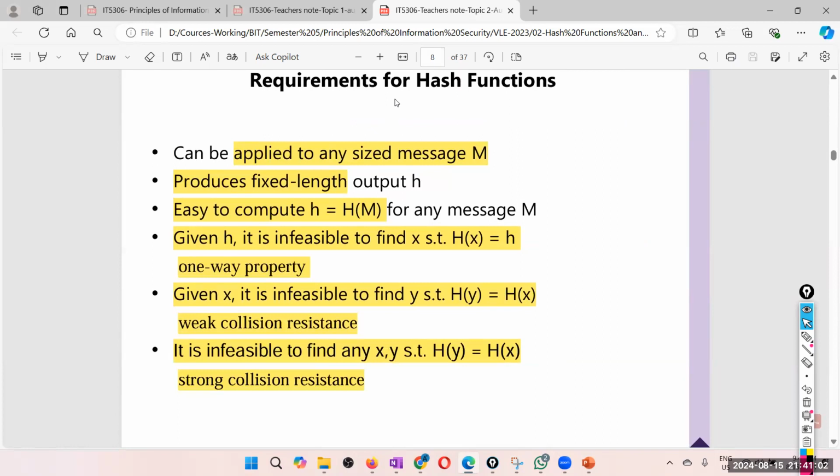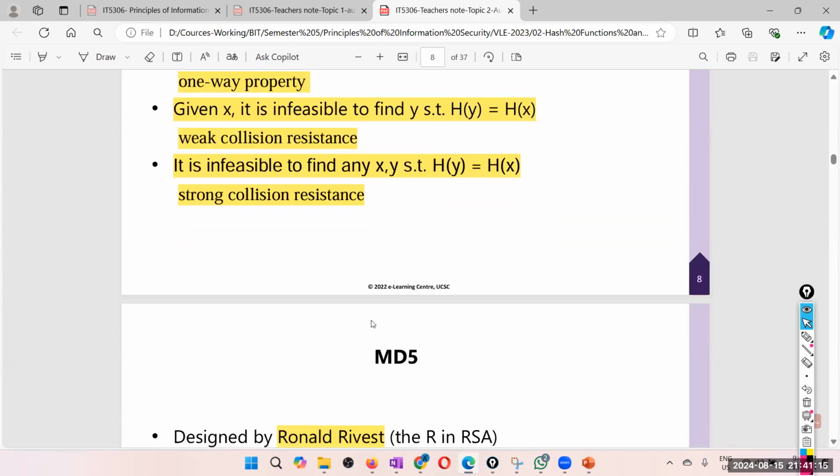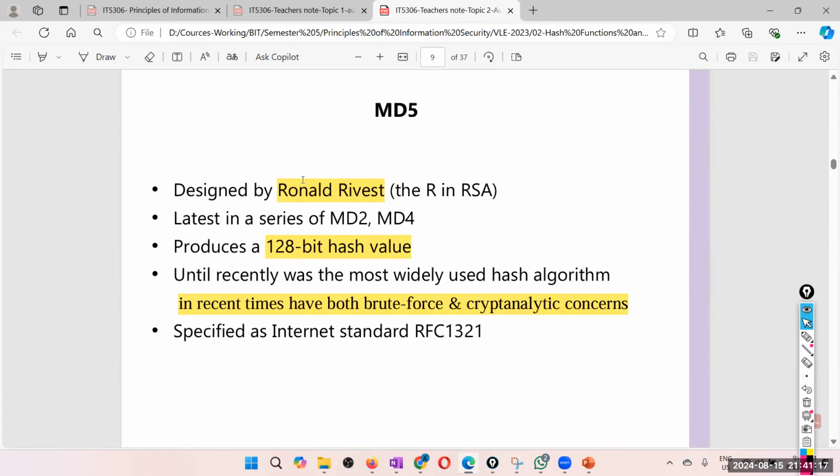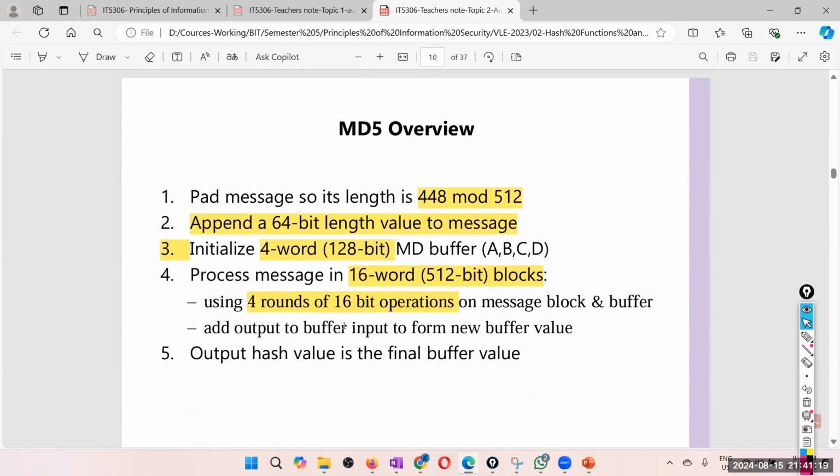So some properties of good hash functions are weak collision resistance, strong collision resistance, and the one-way property. And remember, it must give you a fixed size, and it must be smaller than your variable size input. Then the MD5 features, right?